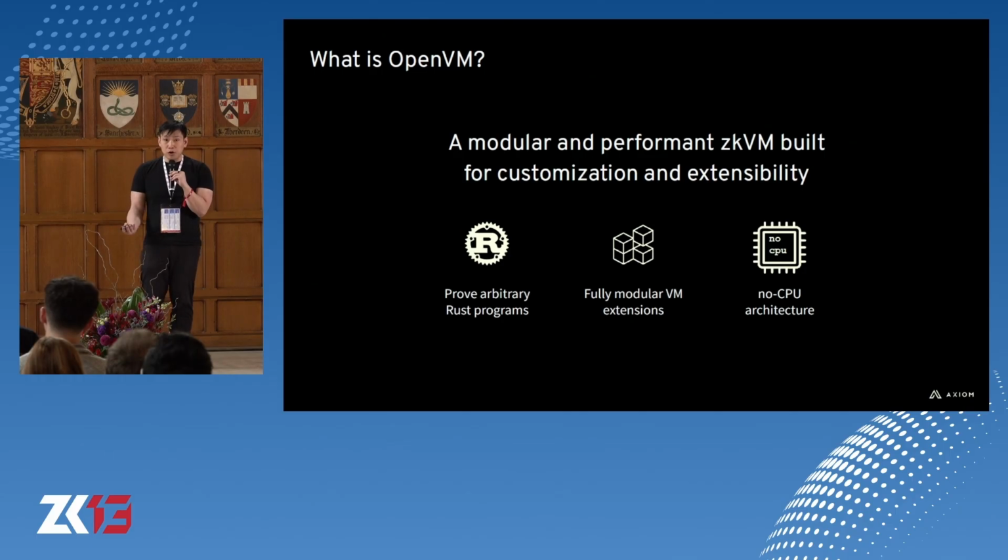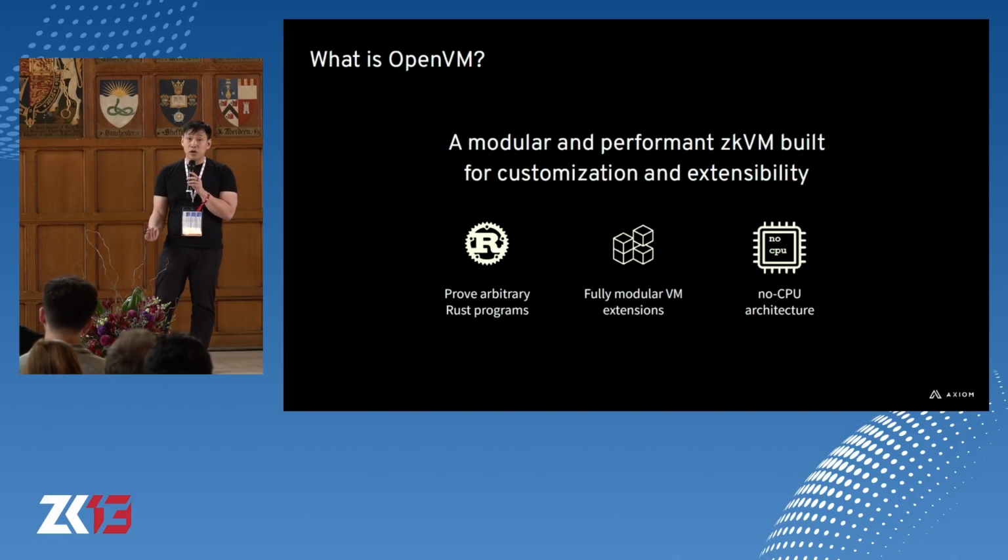And so what is OpenVM? It's really a framework for constructing zkVMs that is modular and designed for customization and extensibility. So it can prove arbitrary Rust programs. It's fully modular around a concept of VM extensions. And it all rests upon a new type of zkVM architecture we're calling the no CPU architecture.